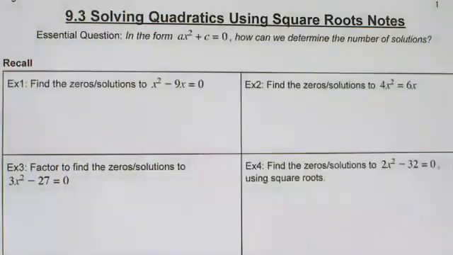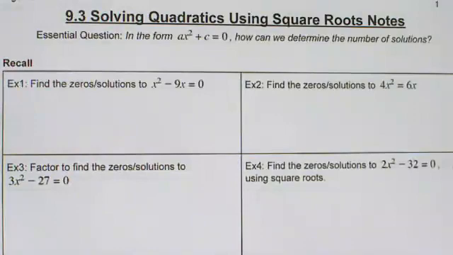All right, today we're going to learn to solve quadratics using square roots. And our essential question is, in the form ax squared plus c equals 0, how can we determine the number of solutions? So we have 4 examples we're going to be focusing on in this video, and we need to find the numbers of solutions.